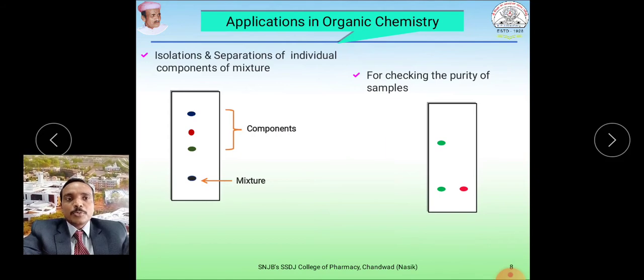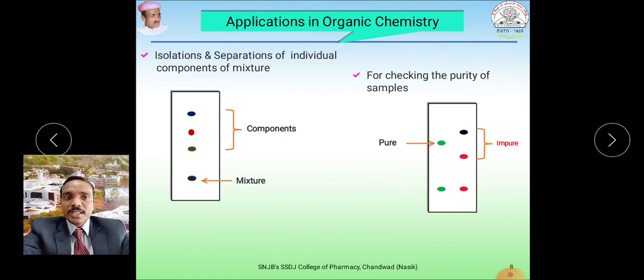We are getting a single spot for the green color compound, and we are getting one spot for the red color compound. With this you can say it is pure. This red color compound, what you can see, is also pure now, but if you are getting any other spot on this, it means this red color compound contains two components, so it is impure. Likewise we can check the purity of any compound.